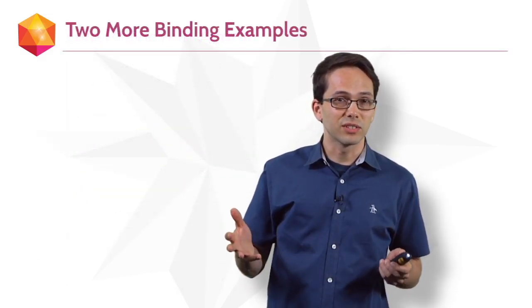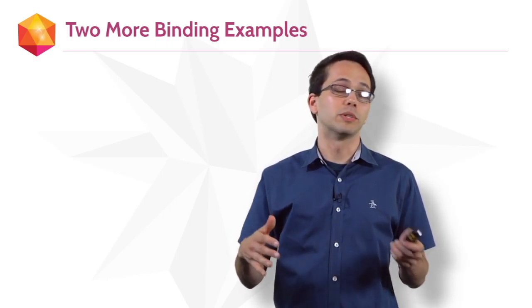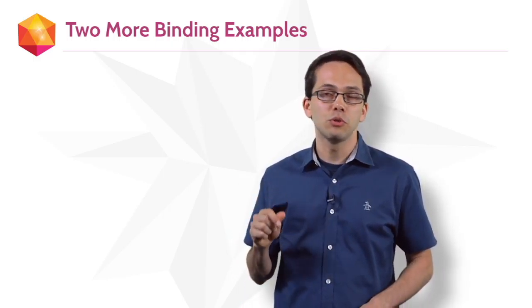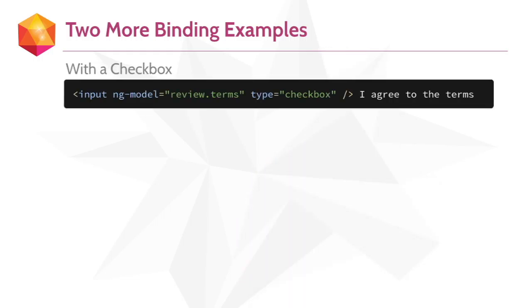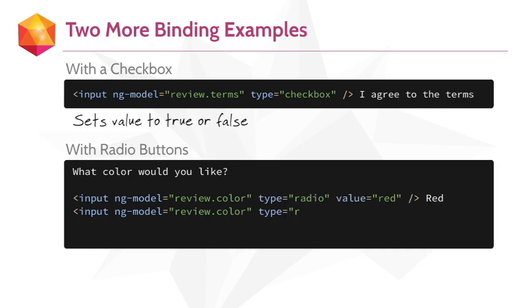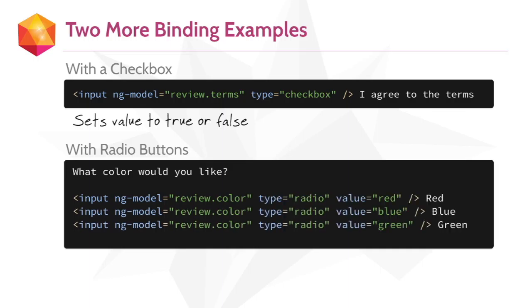Obviously, our form isn't going to work yet. We haven't told it what to do when it gets submitted. But before we do that, I want to let you know about two more binding examples. First, if you have a checkbox, we could use ng-model to bind to the checkbox, which will set it to true or false. Also with radio buttons, we could set ng-model. In this case, of course, the value would be red, blue, or green, based on which is selected.